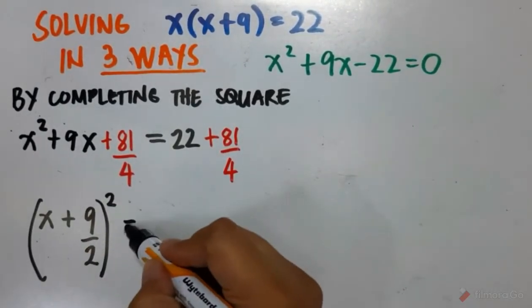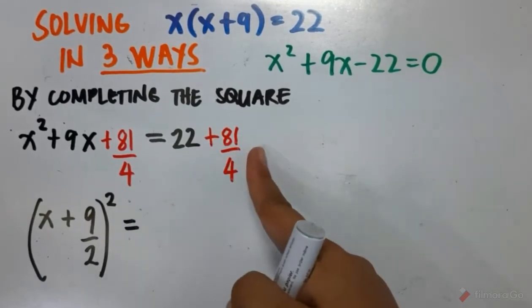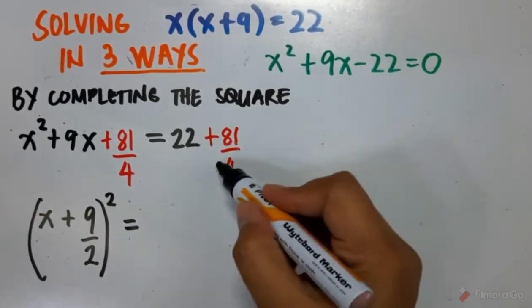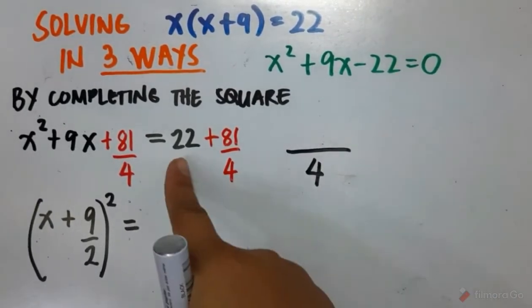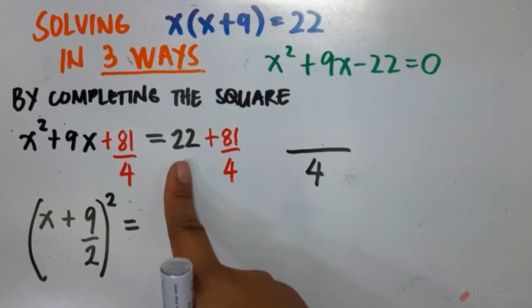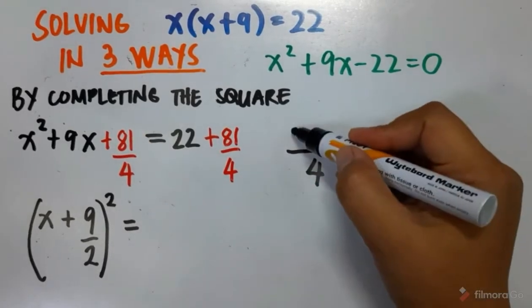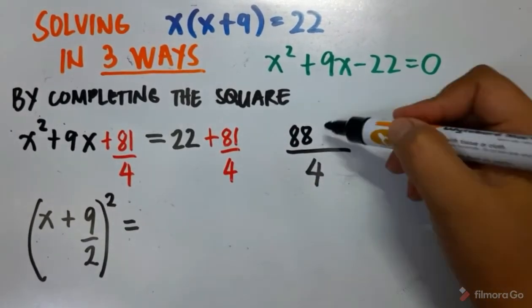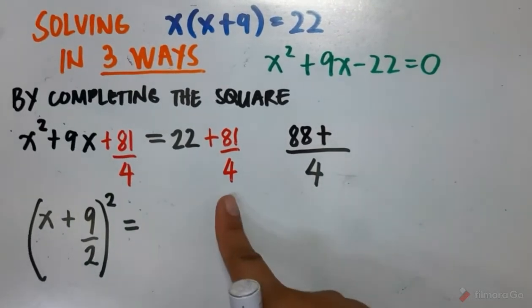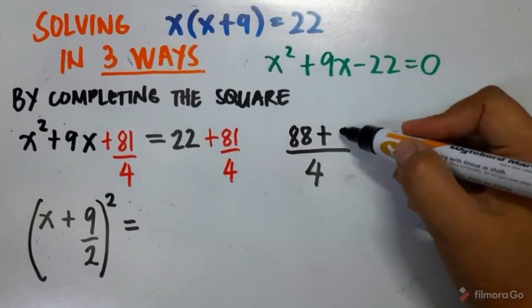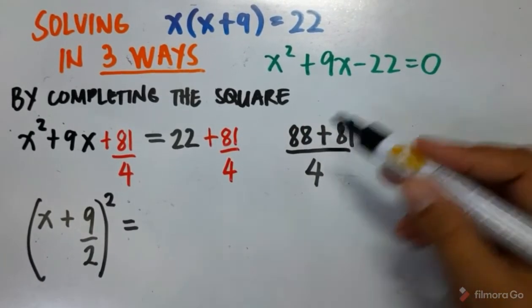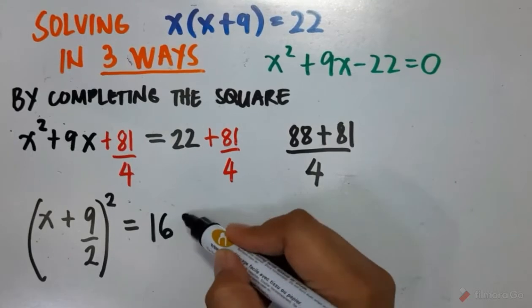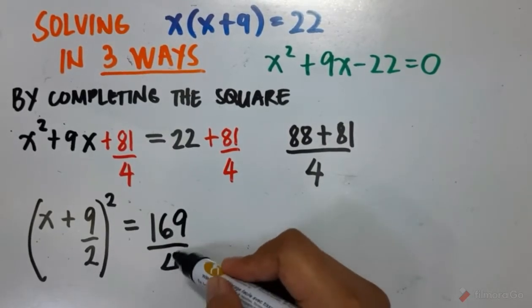And then is equal to the sum of these two. As we see, to combine this, we use the LCD, which is 4, divided by the denominator of 22, which is an invisible 1. 4 divided by 1 is 4 times 22 is 88. Plus 4 divided by 4 is 1 times 81 is 81. Now let's add these two. 88 plus 81 is 169, over 4.